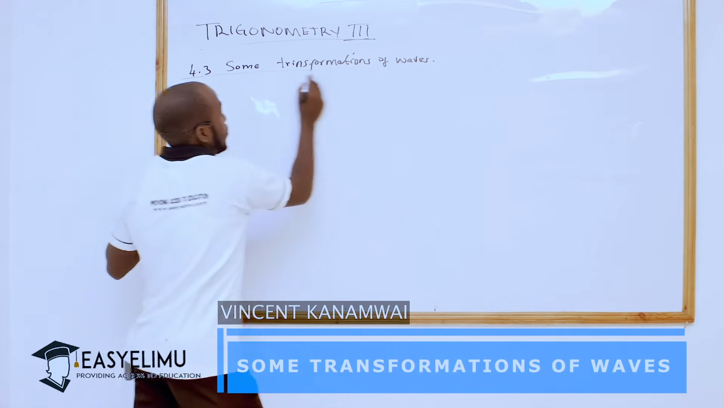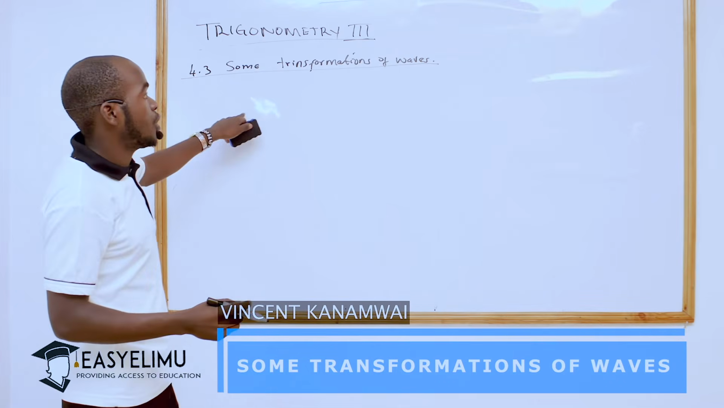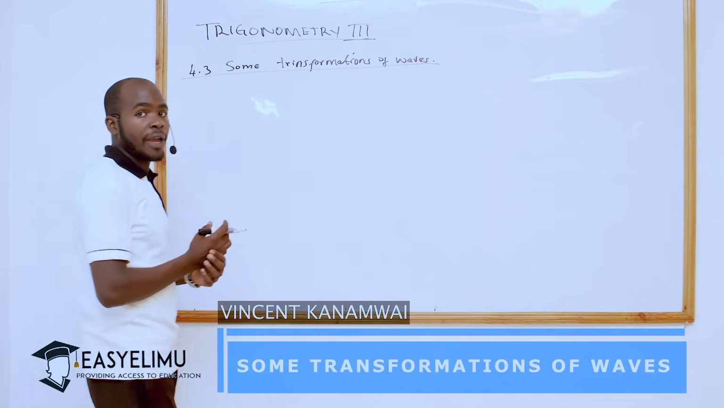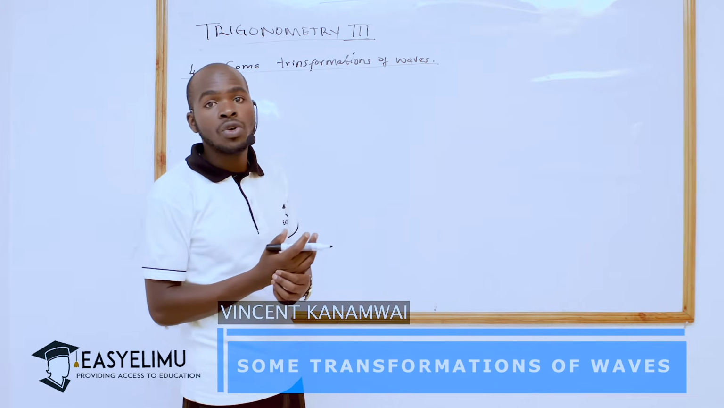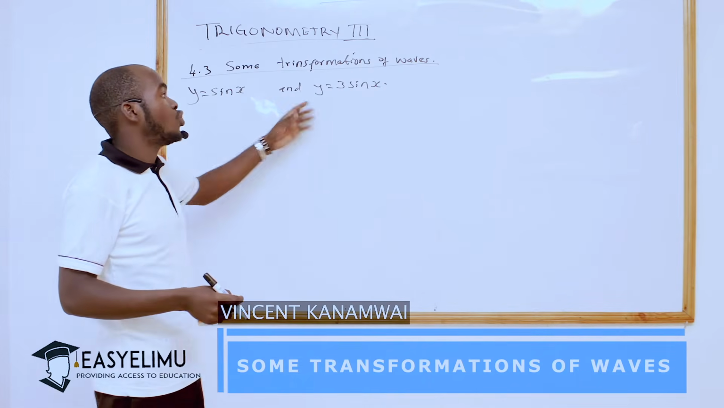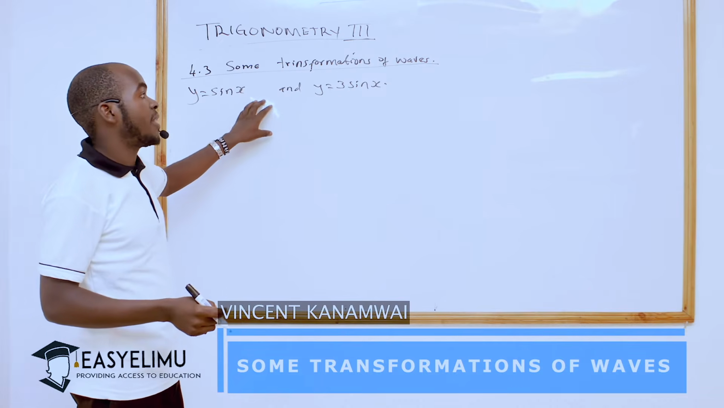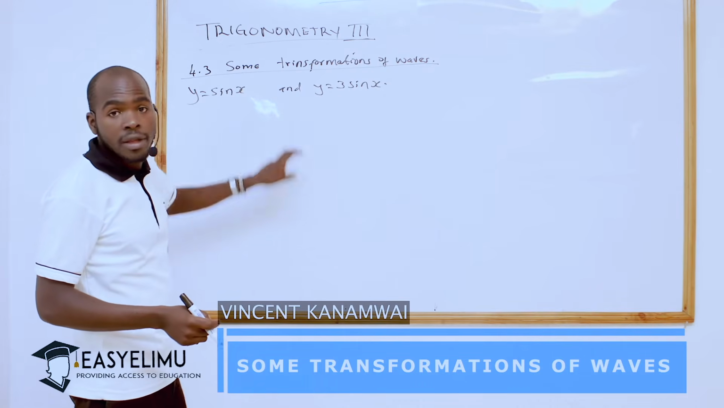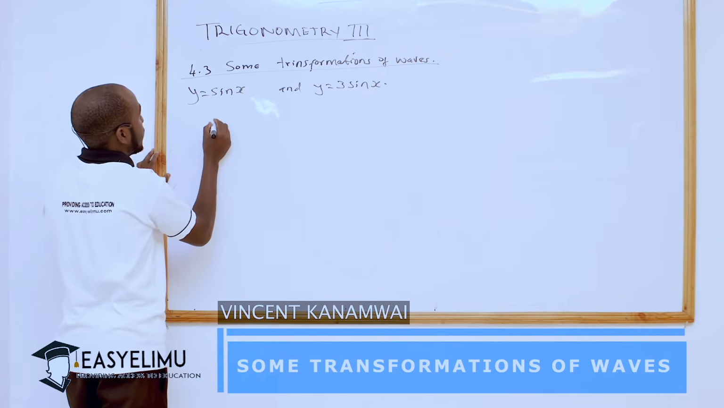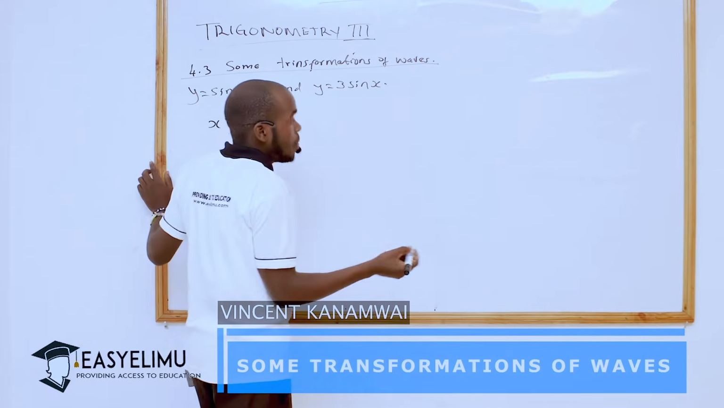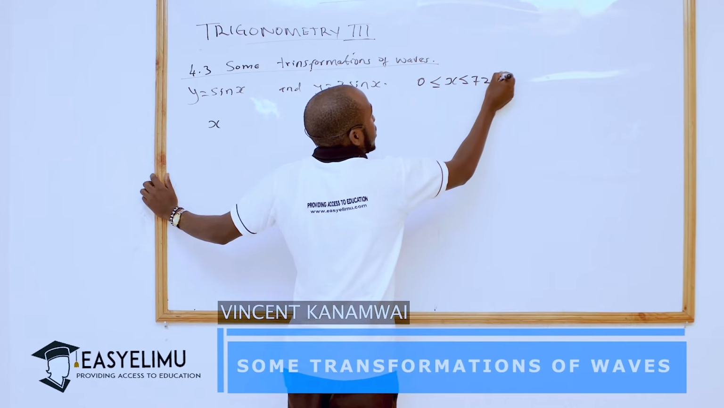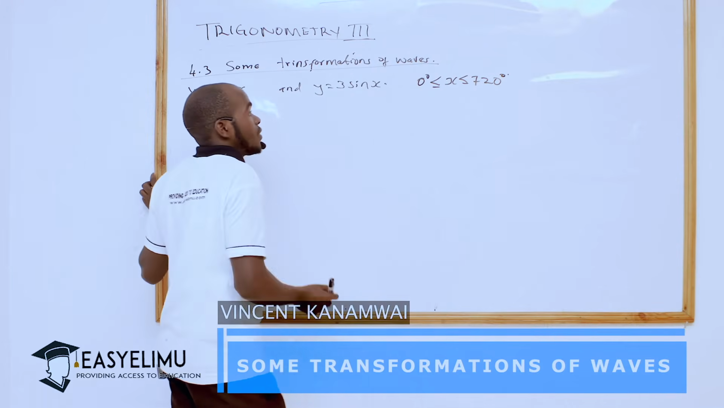In our next part, we shall move and look at some formations of waves. There we have two kinds of equation, that is y equals sine x, and we shall also deal with y equals 3 sine x. Given these two equations, we can identify them by drawing them on a graph, whereby we let x be an angle. We have been given that x is in the interval from 0 degrees to 720 degrees.